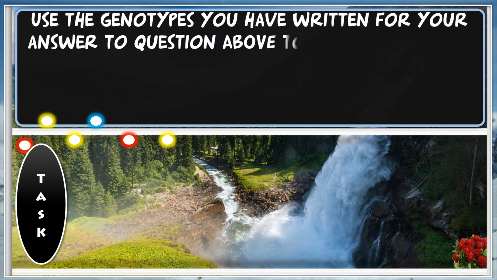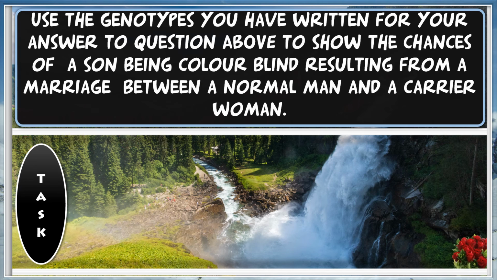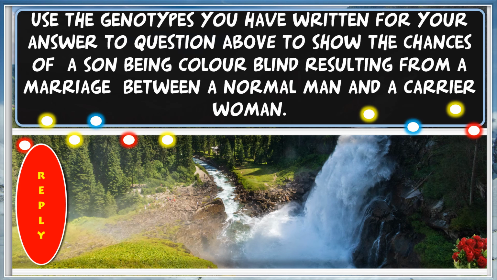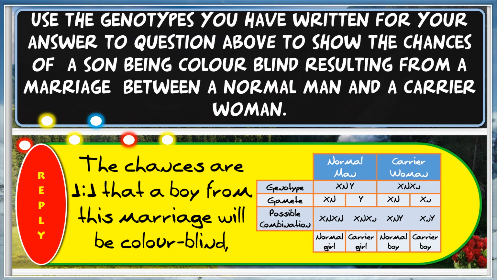Use the genotypes you have written for your answer to the question above to show the chances of a son being colorblind, resulting from a marriage between a normal man and a carrier woman. The chances are 1 to 1 that a boy from this marriage will be colorblind.